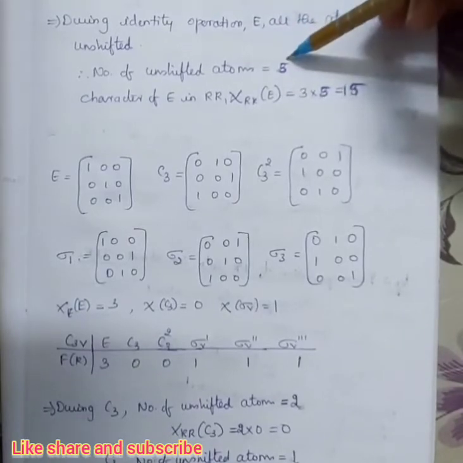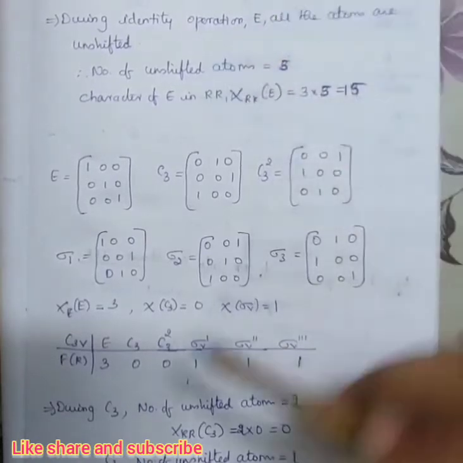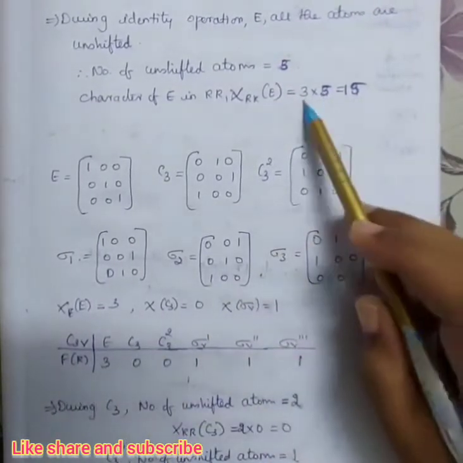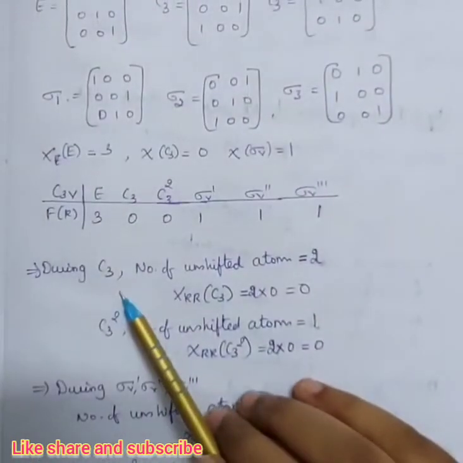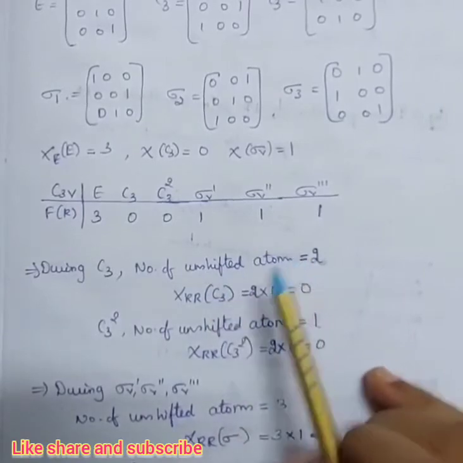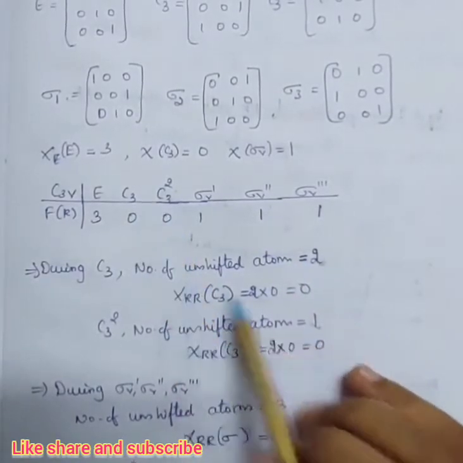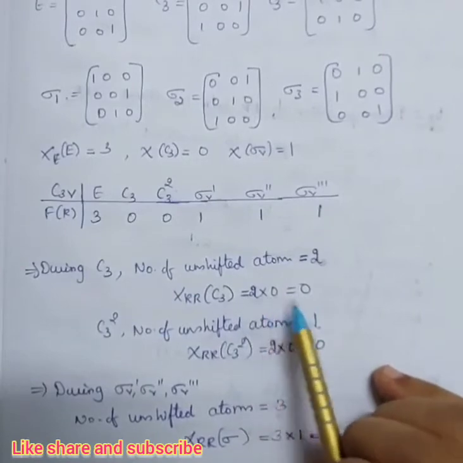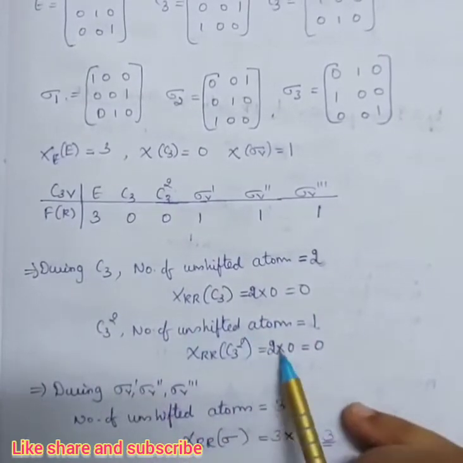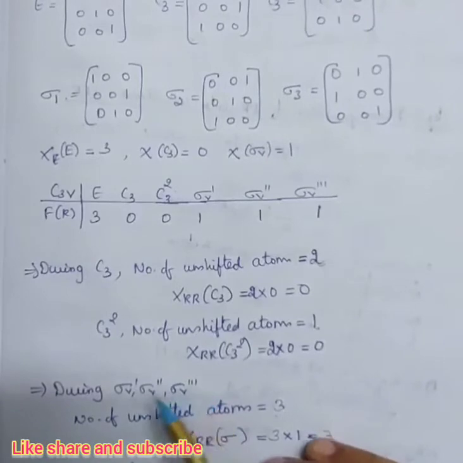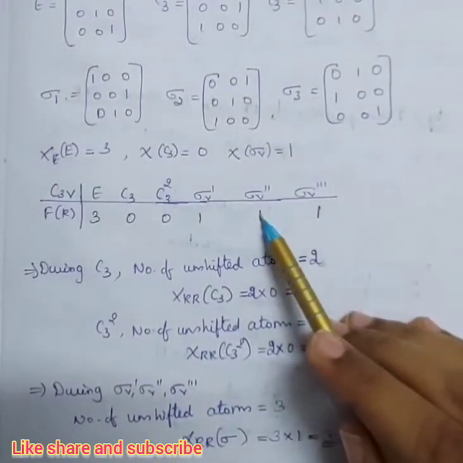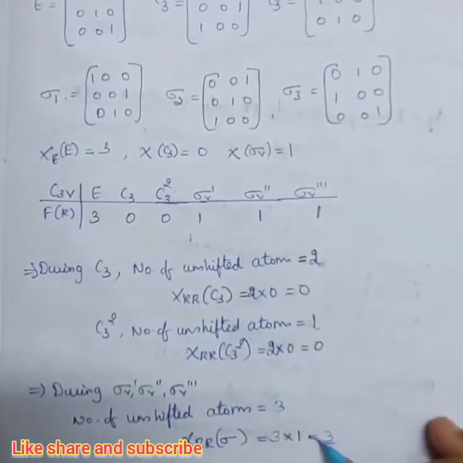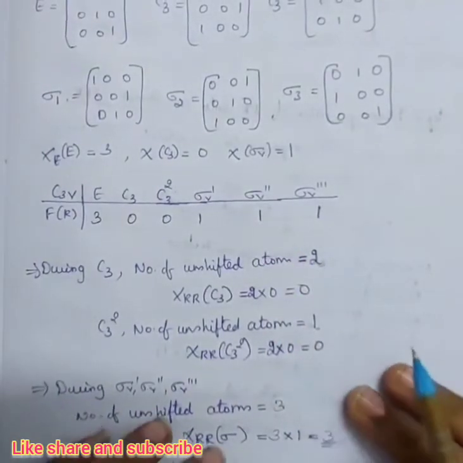During the identity operation, we are doing nothing. So all the 5 atoms will remain the same, and the character from this table is 3. So 3 into 5 is equal to 15. And in the same way, during C3, the number of unshifted atoms is 2, and the character of the C3 is 0. So 2 into 0 is 0. In the case of C3 squared, it is also the same. And in the case of the mirror planes, the number of unshifted atoms is 3, and the character of the sigma V is 1. So we get 3.